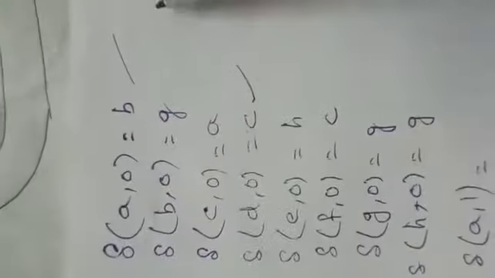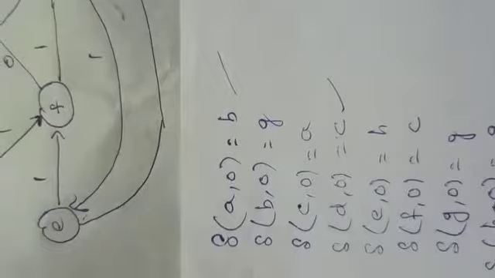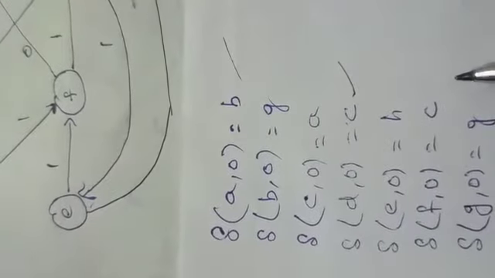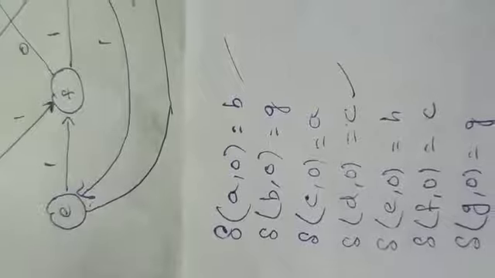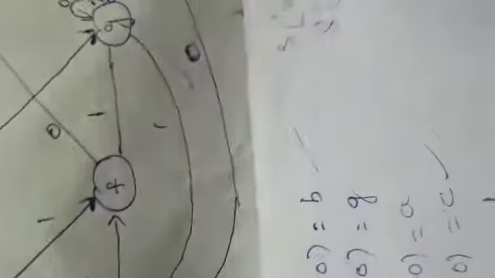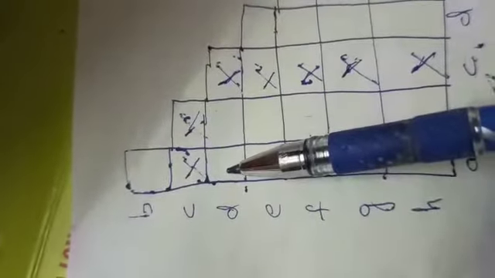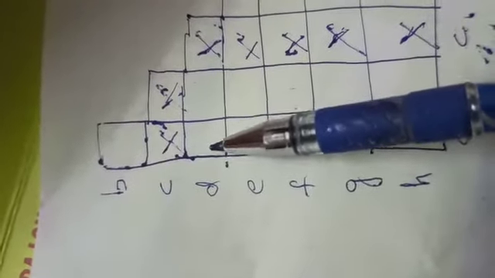So we take these two pairs: del of A comma 0 and del of D comma 0. Del of A comma 0 equals B, and del of D comma 0 equals C. Because these two already have an entry, A comma D will also have an entry. So we put an X here also.